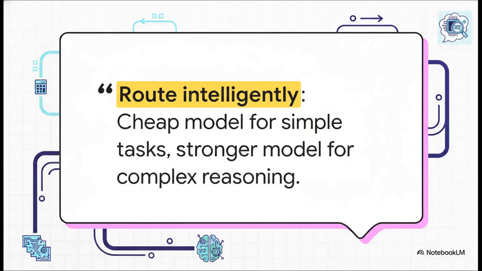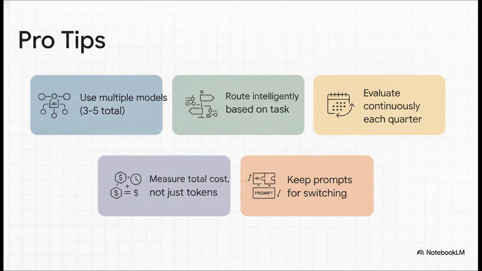Which brings us to our final phase, step 5, pro tips for production. I really want to highlight this quote directly from the source material. Route intelligently. Use a cheap model for simple tasks and reserve frontier models for complex reasoning. Let's be real, this isn't just a tip. This is the core production philosophy every successful business needs to adopt today. You literally only use a massive long context model when you actually need it.